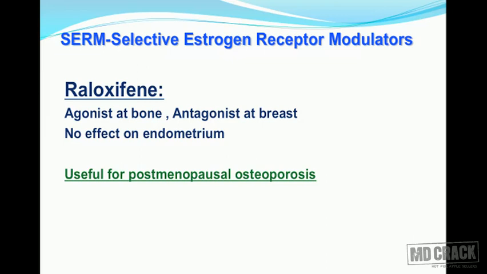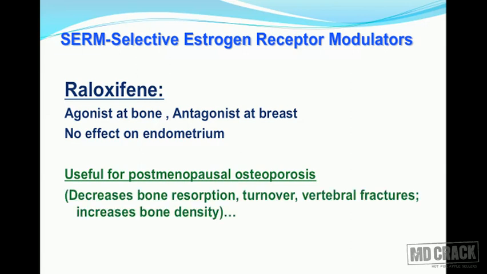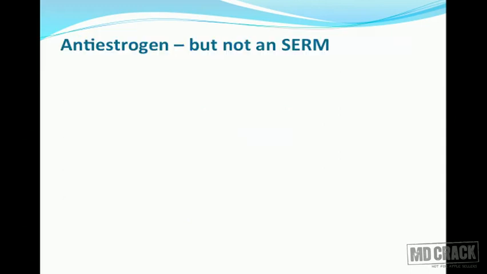So raloxifene is useful for postmenopausal osteoporosis. So tamoxifen, carcinoma breast, and raloxifene, postmenopausal osteoporosis. It's been found to decrease the bone resorption, the turnover. It's been found to decrease the vertebral fractures, and it increases the bone density.